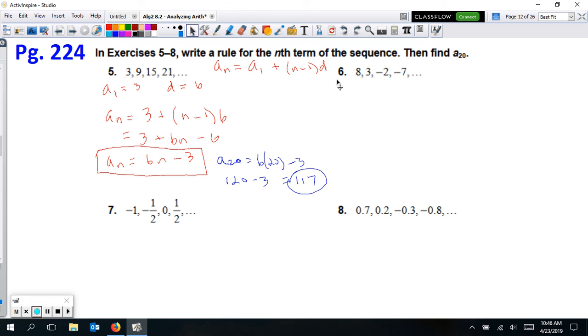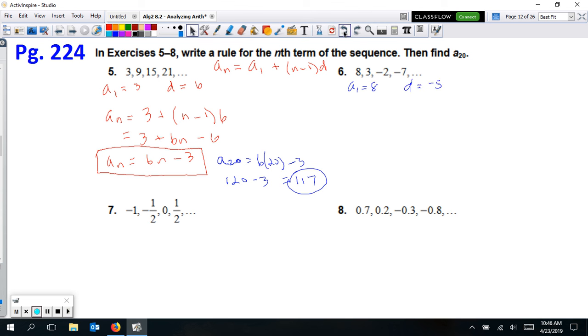Over here on number 6, our first term, as we can see, that first number, a of 1, is 8. And then our common difference, we are going down. The numbers are getting smaller, so we know our common difference is a negative number. So you're going down by 5, it looks like. So negative 5 is going to be our d, our common difference.